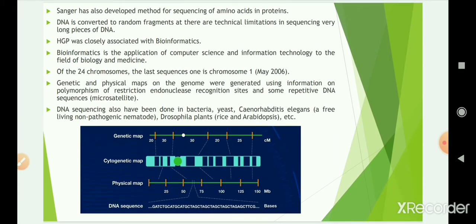DNA sequencing has also been done in bacteria, yeast, Caenorhabditis elegans, that is a free-living non-pathogenic nematode, and Drosophila, and plants, that is rice and Arabidopsis.